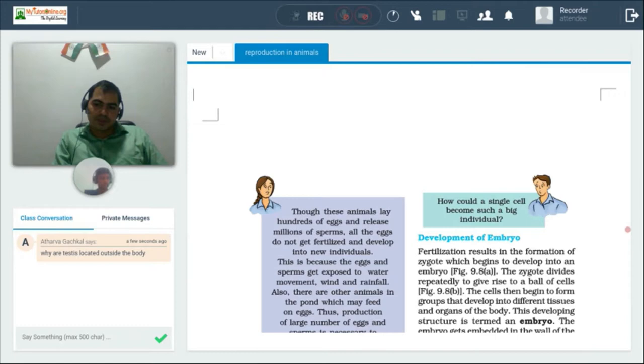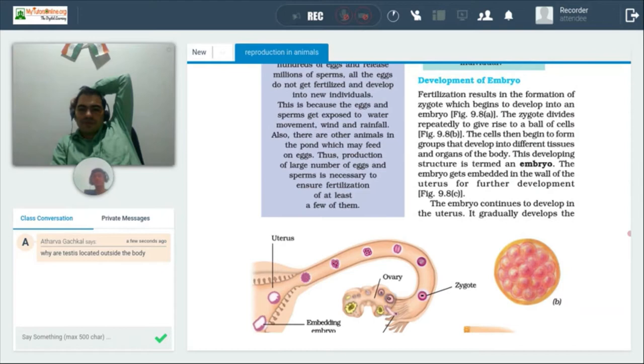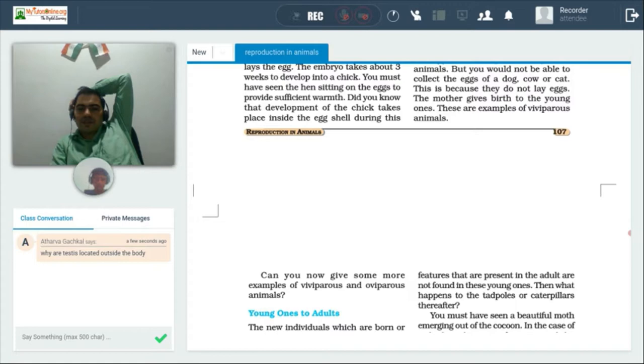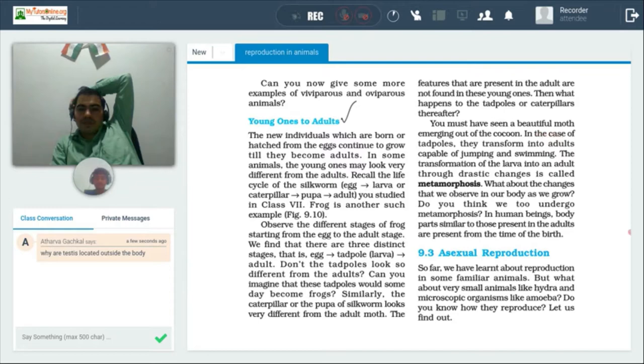In the last class, where did I finish up? You have finished up to viviparous and oviparous animals. I have not discussed the young one. Metamorphosis you have also done. Asexual reproduction I have to do.